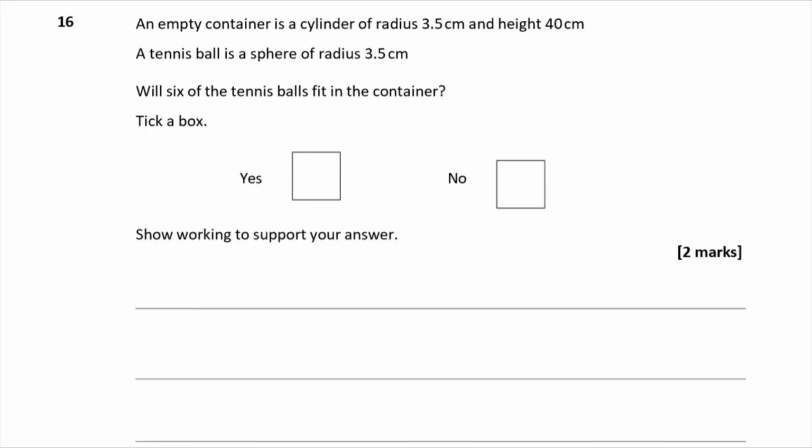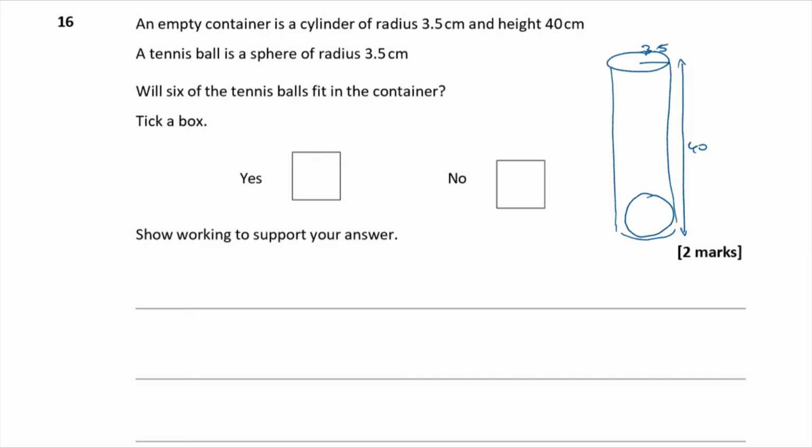So let's imagine, it's a bit like if you ever played tennis, you know that tennis balls come in tubes like this. So you get a tube of tennis balls. If you go to a sports shop, you'll see them there. And we know that this particular tube has a radius of 3.5. So it's 3.5 in that direction, and it's got a height of 40 in this direction. Inside that tube are a bunch of tennis balls. Can I fit 6 balls in here?